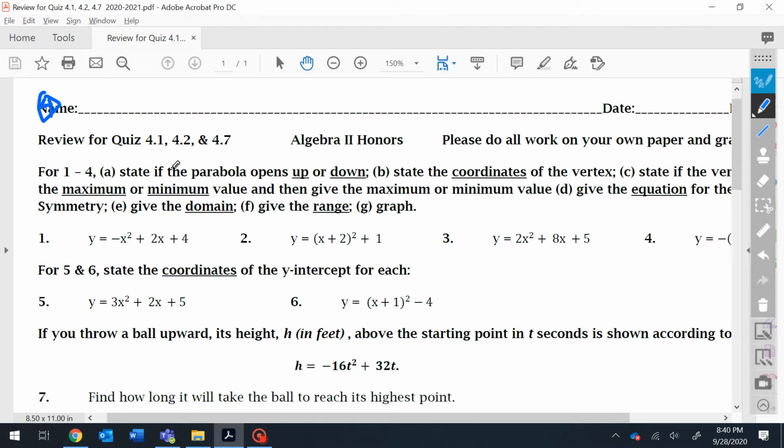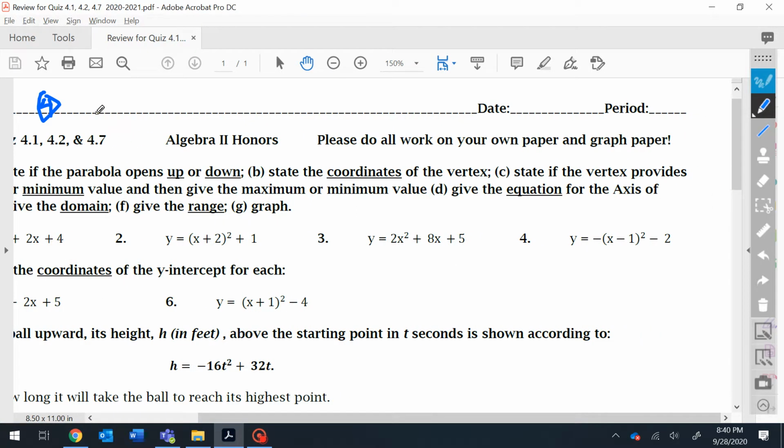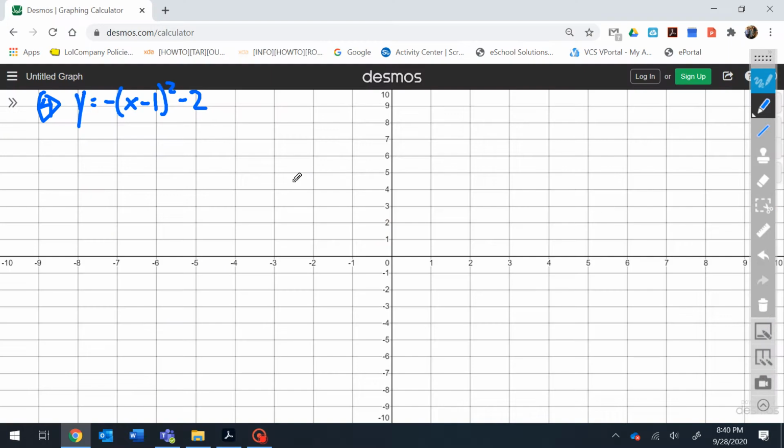Number 4, y is equal to negative x minus 1 squared minus 2. This one is in vertex form, so we have a, h, and k. A is negative 1 because there's a negative 1 outside here. H is just 1, and k is negative 2. So this opens down, which means it has a maximum.